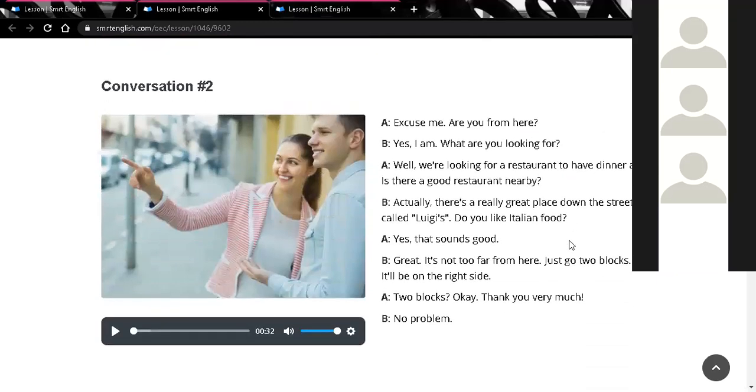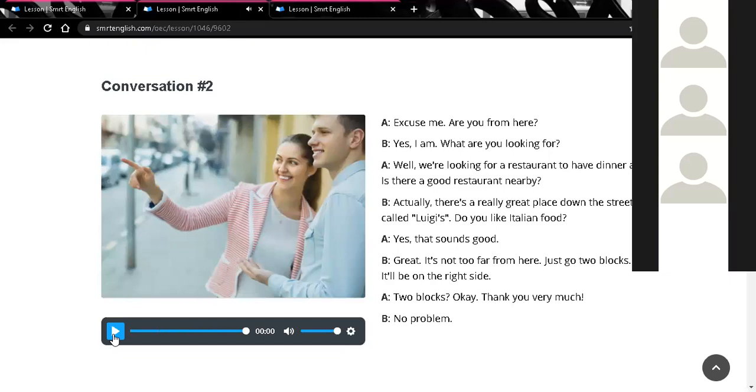Conversation 2, same instructions. Please listen and follow the conversation. Excuse me, are you from here? Yes, I am. What are you looking for? Well, we're looking for a restaurant to have dinner at. Is there a good restaurant nearby? Actually, there's a really great place down the street called Luigi's. Do you like Italian food? Yes, that sounds good. Great. It's not too far from here. Just go 2 blocks. It'll be on the right side. 2 blocks? Okay, thank you very much. No problem.